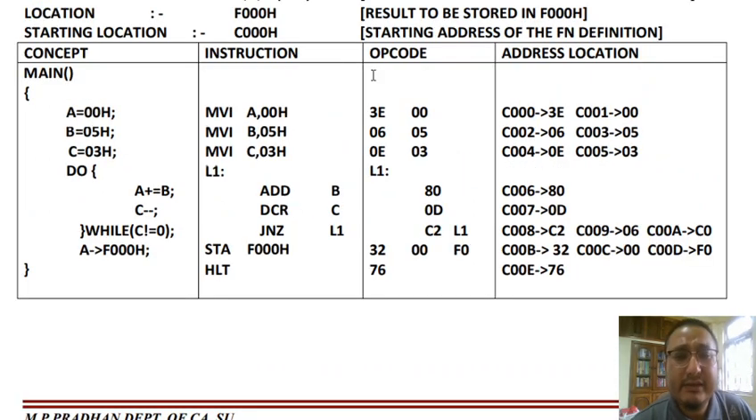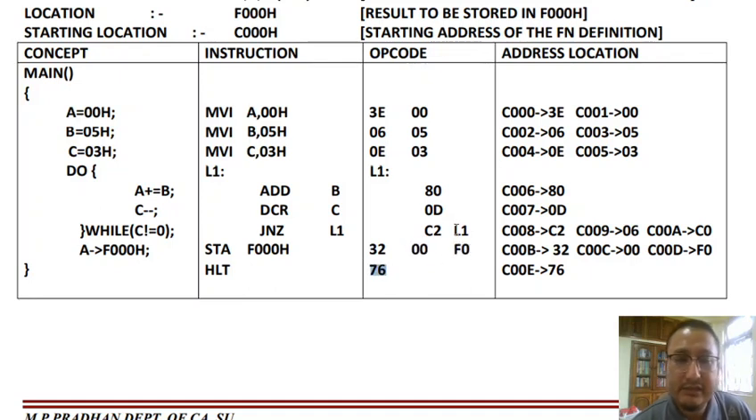Now likewise, I have the opcode representation of the same program. MVI A is 3E, so 00 is the content of A, right? MVI B is 06, then 05. MVI C is 0E, then 03, then label L1. 80 is the opcode for ADD B, 0D is the opcode for DCR C, C2 is the opcode for JNZ. Now we have label L1. As I've already said, label L1 is a tag associated with an address. So this L1 is to be replaced with the help of the address. Now 32, then 00, F0, 76, right?